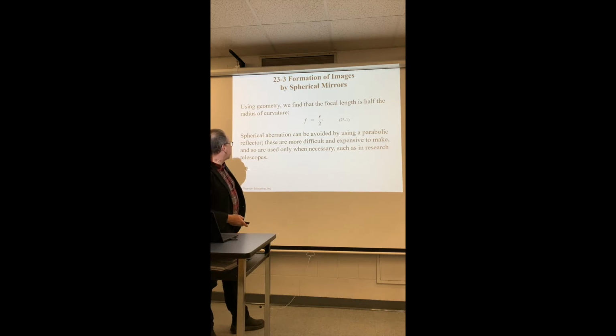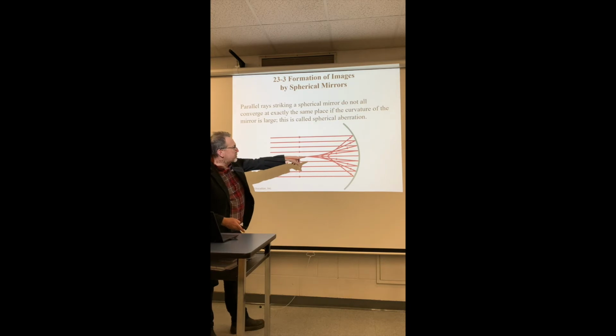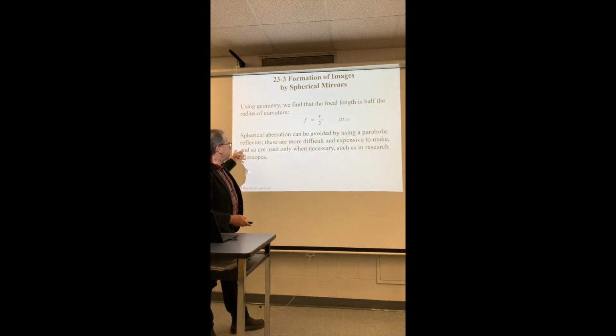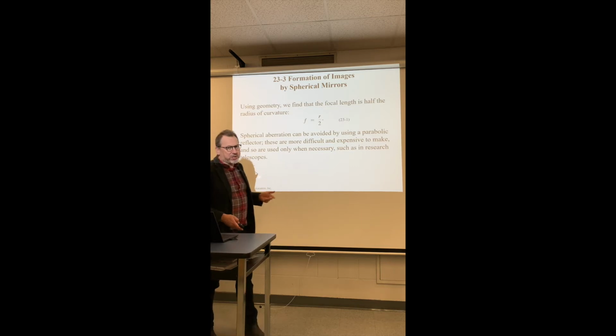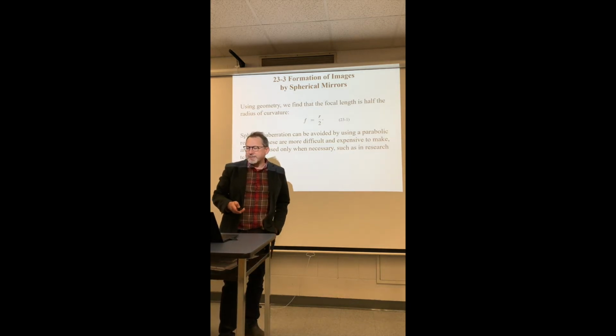There is a problem. This is what it says, spherical aberration. This problem here is called spherical aberration. This can be avoided using a parabolic reflector, as I mentioned, but they're more difficult and expensive to make. I guess expensive telescopes, of course, use parabolic mirrors.